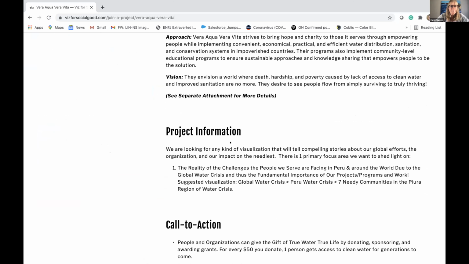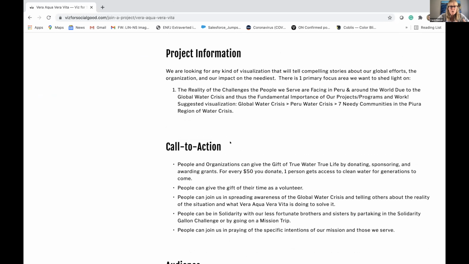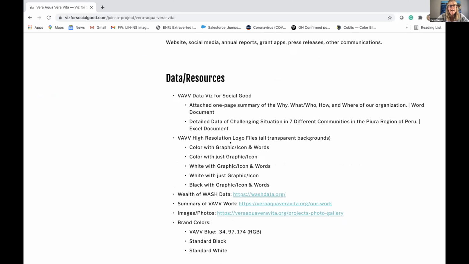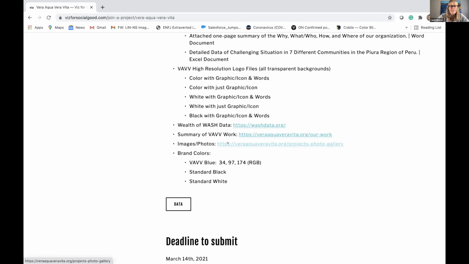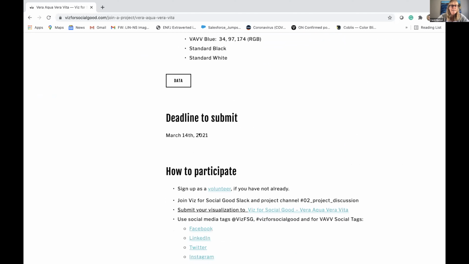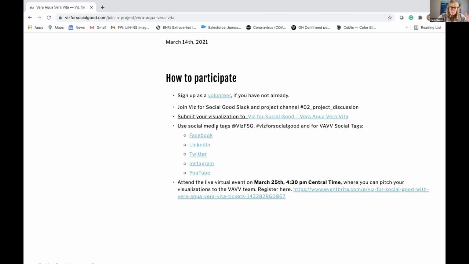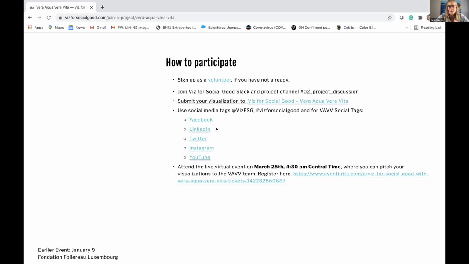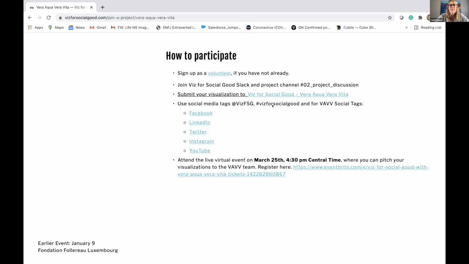So once you sign up to be a volunteer, you come and you look at the project, you think, oh, this is great. I really understand this. I really think I can contribute to this. I know what I'm going to do. I can picture what my visualization is going to be. So you come here, you get the data, you download it, you do your visualization. We usually have a deadline to submit, which we'll put on the volunteer page, the project page. And then this is how you submit it.